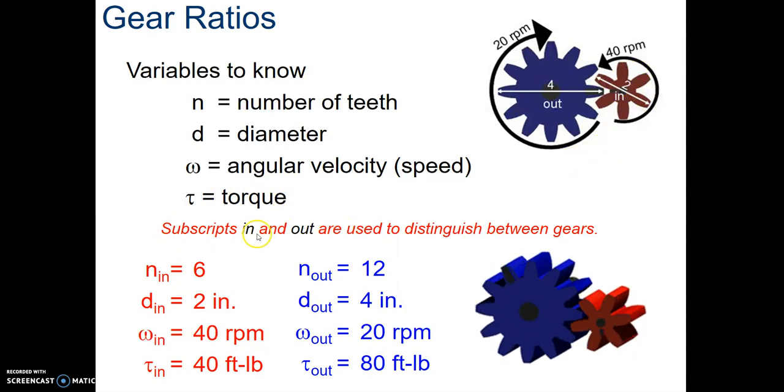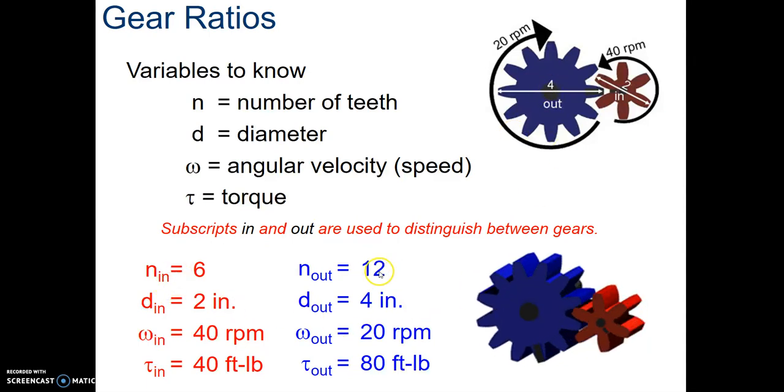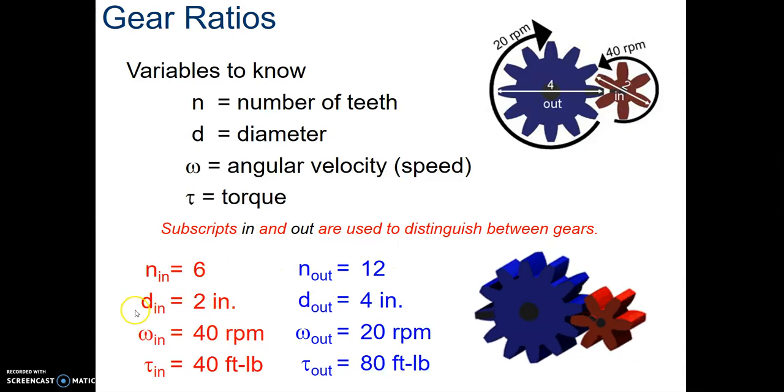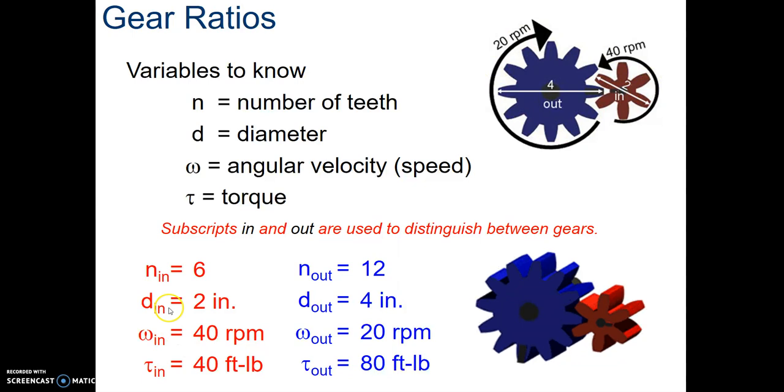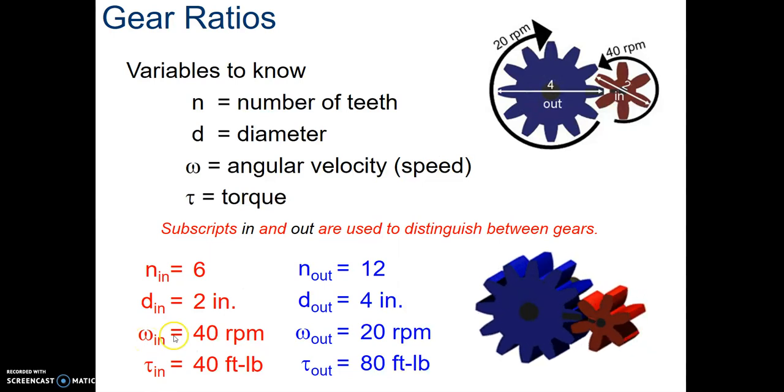So we're going to look at two gears. We've got an input of 6 teeth and an output of 12, so double. Input diameter 2, output diameter 4. Count those teeth, you get 12. For angular velocity or speed, we've got input 40, output 20. So that's inverse: double, double, cut in half.